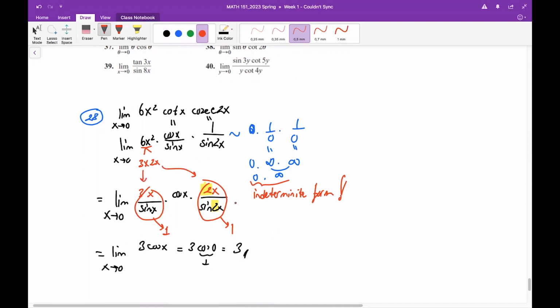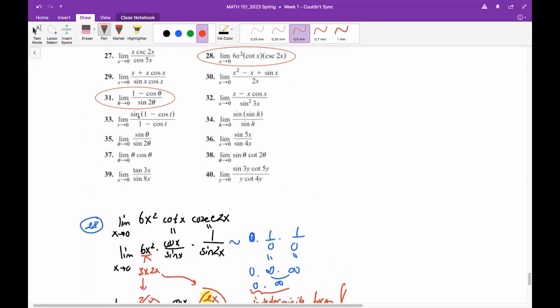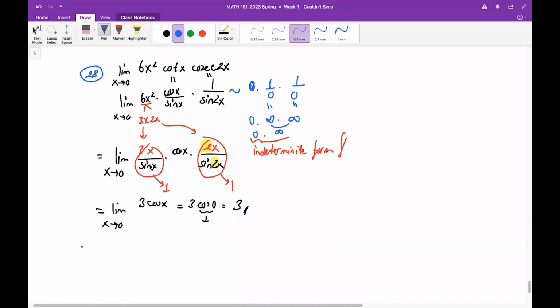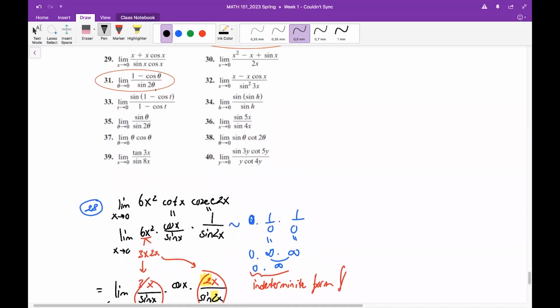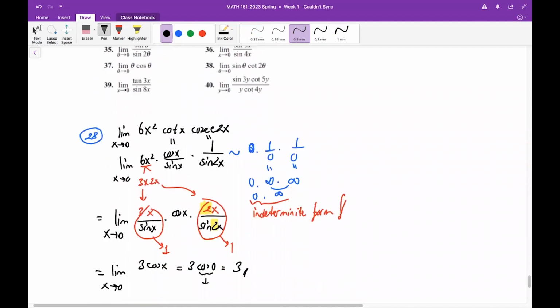Okay, then we can continue with the next one, which is also a famous standard example in calculus course. So the question is, limit of 1 minus cosine theta over sine 2 theta as theta goes to 0. Was it like that? Yeah, 1 minus cosine theta over sine 2 theta, theta goes to 0.